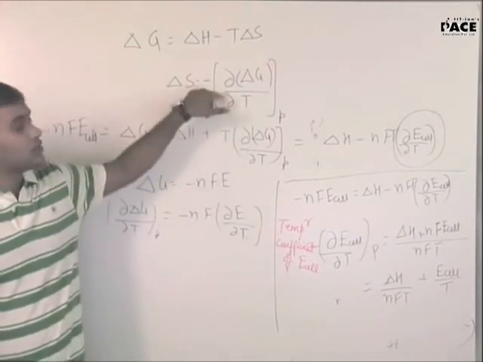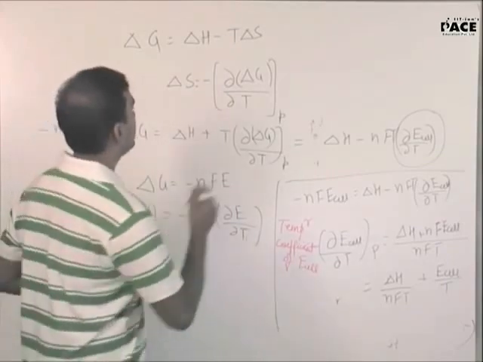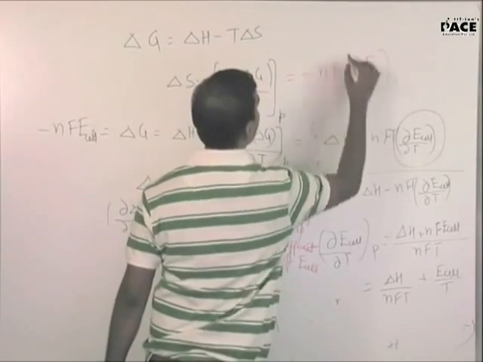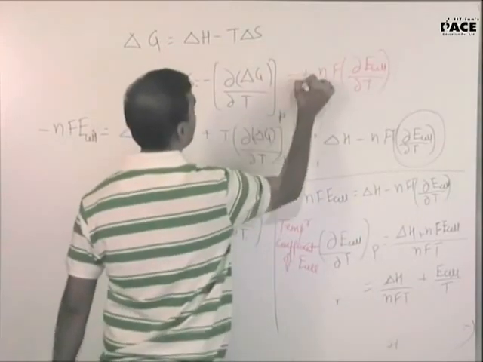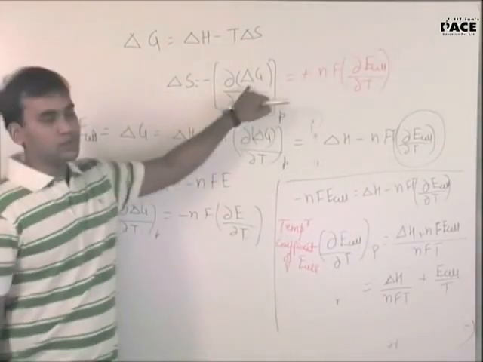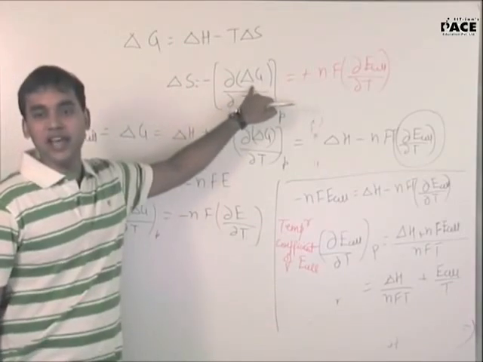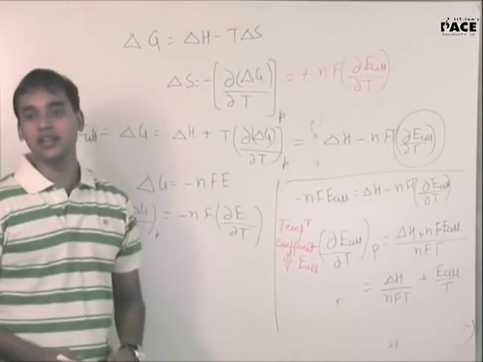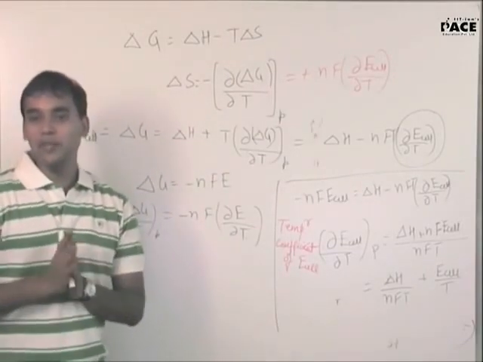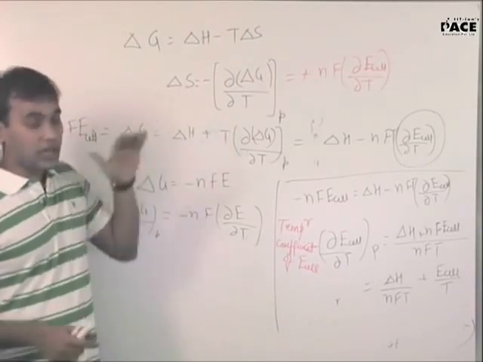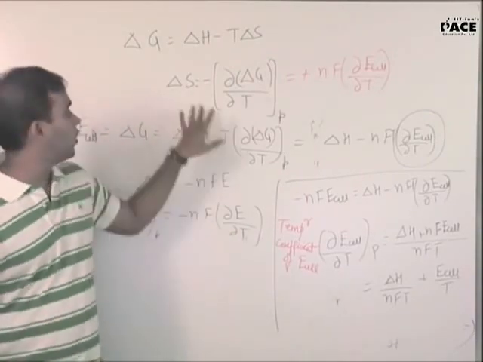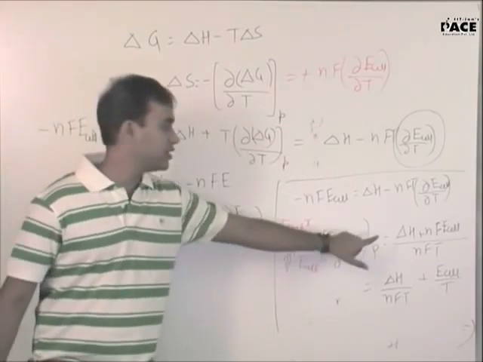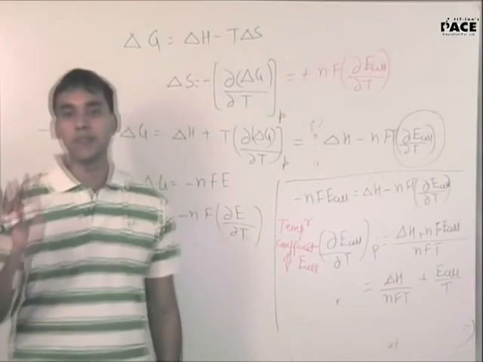Or they can ask you, what will be delta S? It is nothing but N into F into del E by del T, with a positive sign. Why? I just plug in the value delta G equal to minus NF E cell, so minus minus will be plus NF del E by del T. Clear? So if the temperature coefficient of E cell is given to you, they can ask you what is delta S, or what is delta H, given these values. You can do it then? Surely?